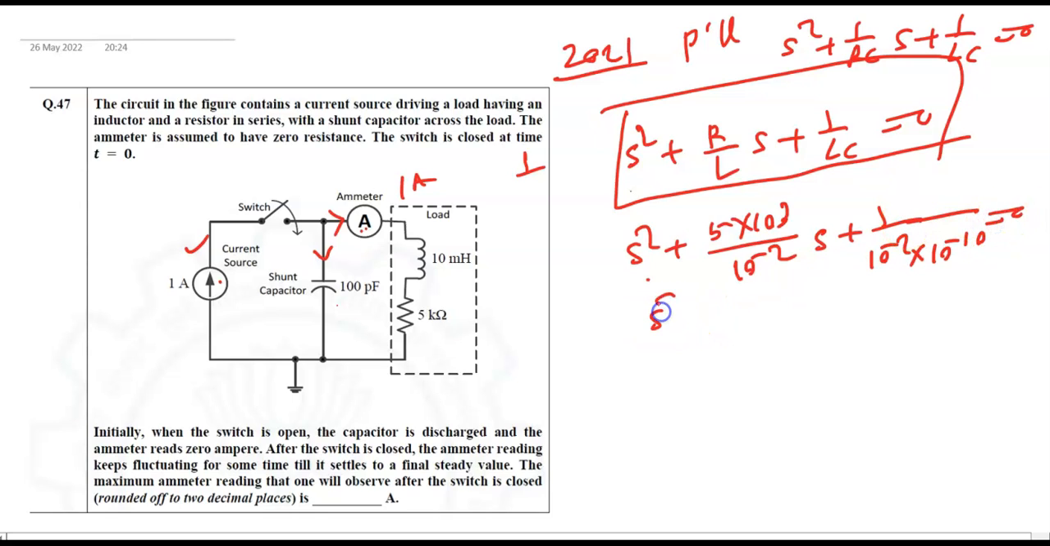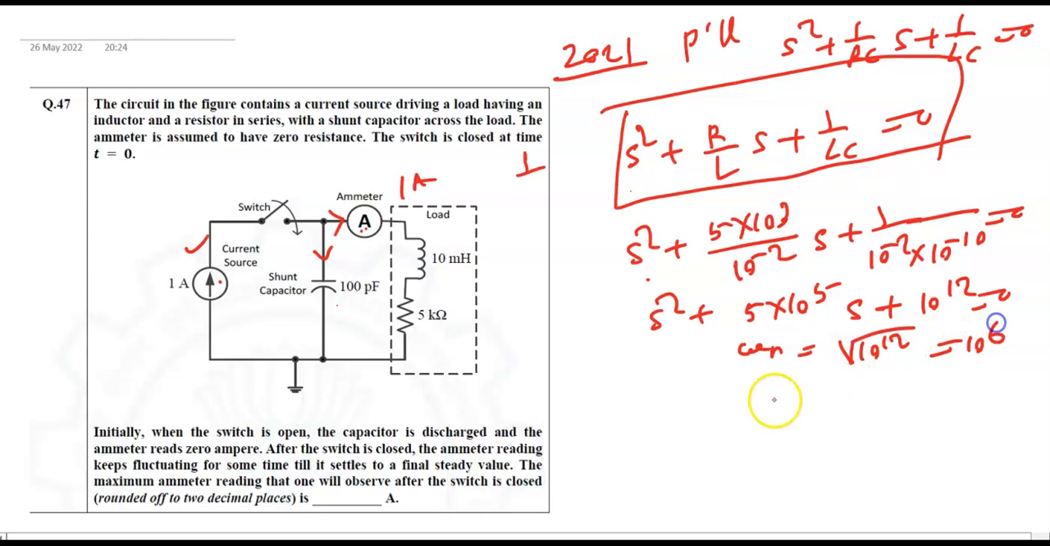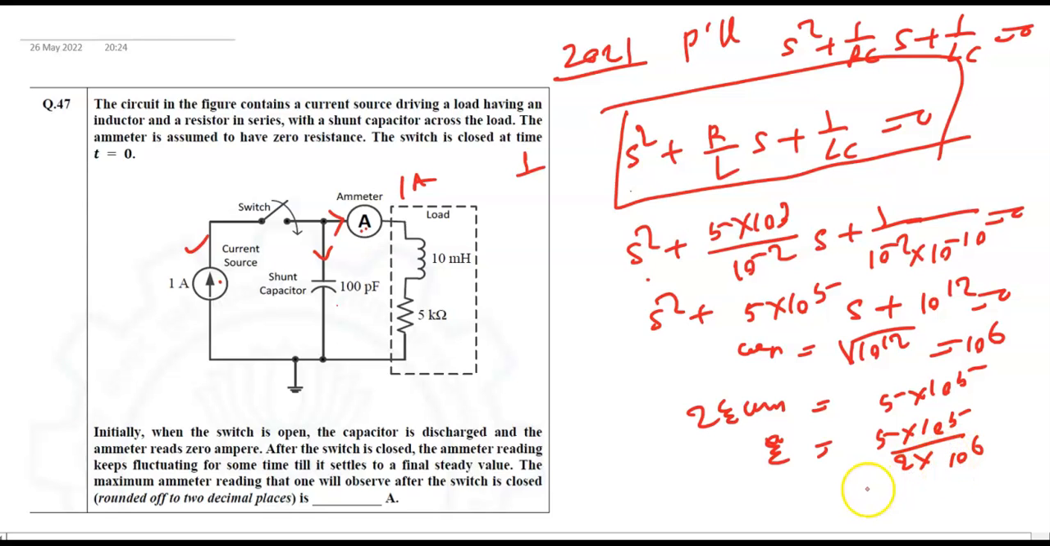equal to 0. So s square plus 5 into 10 to the power 5 s plus 10 to the power 12 equal to 0. So omega n is the square root of 10 to the power 12, which is 10 to the power 6. 2 zeta omega n is equal to 5 into 10 to the power 5. So zeta is equal to 5 into 10 to the power 5 upon 2 into omega n, that is 10 to the power 6, so that is 5 upon 20, which is 1 upon 4 or 0.25. This is your zeta value.